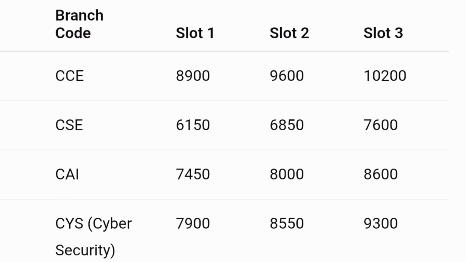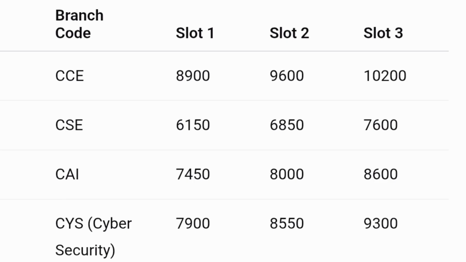Third number you can see is the cybersecurity branch, which is shown this year, so they are making a lot of changes. But if the cybersecurity branch is there, it can go up to 8000 rank in slot 1 itself, or slab 1. In slab 2 it can go up to 8500, and the same cybersecurity branch you can get in slab 3 around 9300 rank. So that is the third best option.